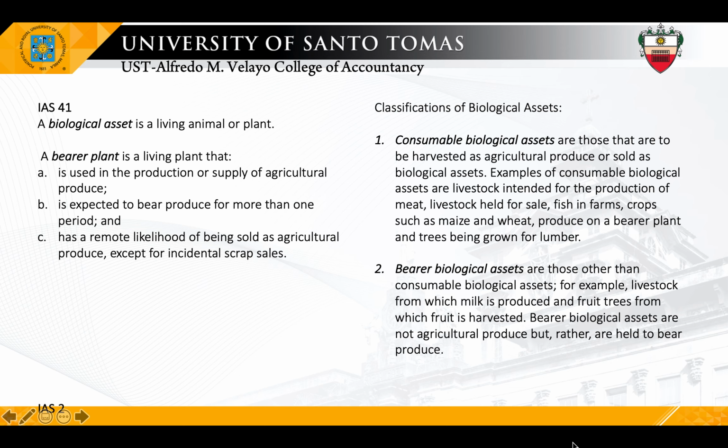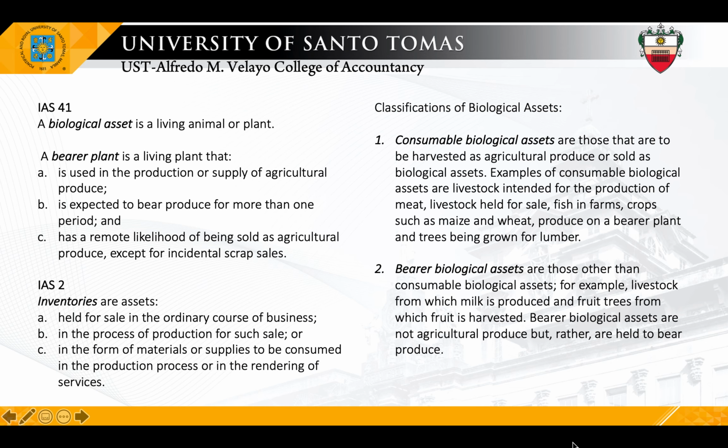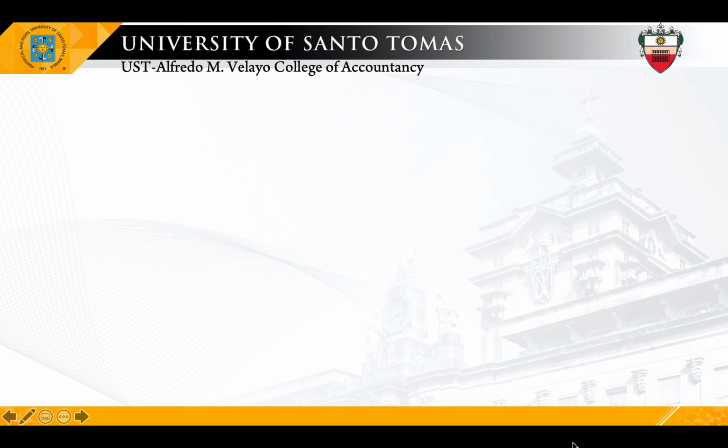And finally, we have inventories as defined in IAS 2. Inventories are assets held for sale in the ordinary course of business, in the process of production for such sale, or in the form of materials or supplies to be consumed in the production process or in the rendering of service.